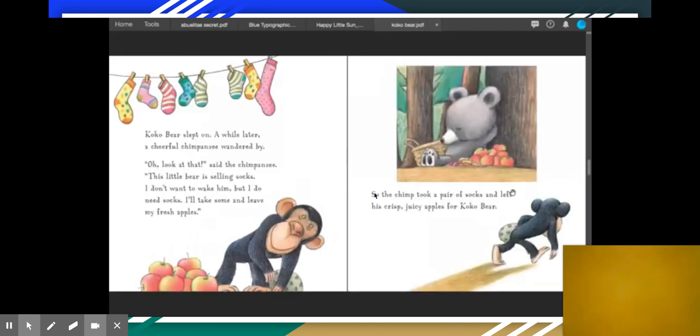Koko Bear slept on. A while later, a cheerful chimpanzee wandered by. Oh, look at that, said the chimpanzee. This little bear is selling socks. I don't want to wake him, but I do need socks. I'll take some and leave my fresh apples. So the chimp took a pair of socks and left his crisp, juicy apples for Koko Bear.